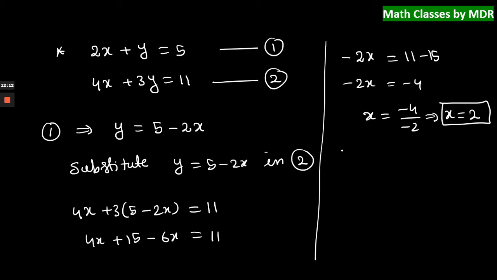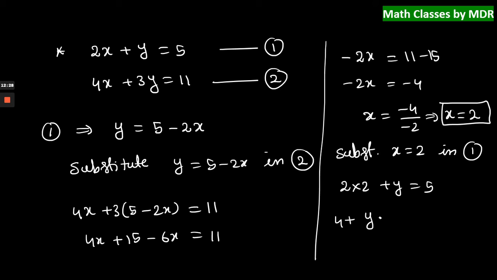Now let us substitute this x equal to 2 in either 1 or 2, right? Let's say 1. So when you substitute x equal to 2 in 1, we have 4 plus y is equal to 5, which implies y is 1. So by using substitution method, we got both the values of x and y. This is what solving simultaneous equations is. Solving simultaneous equations is nothing but getting the values of x and y.